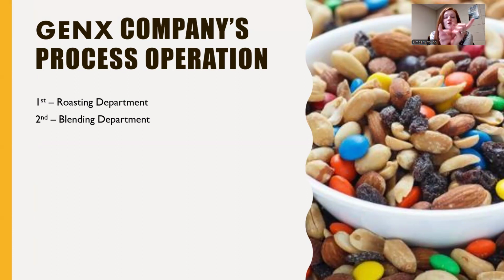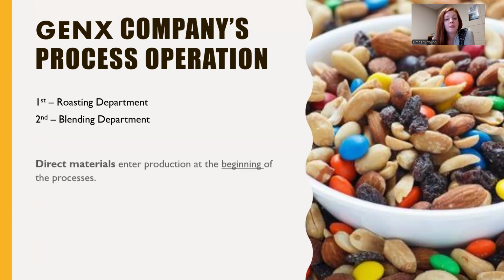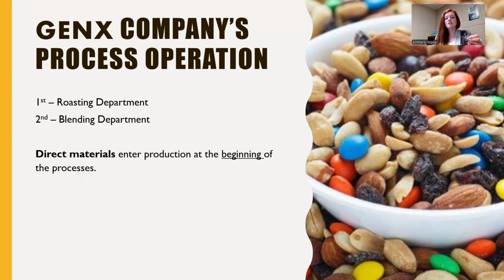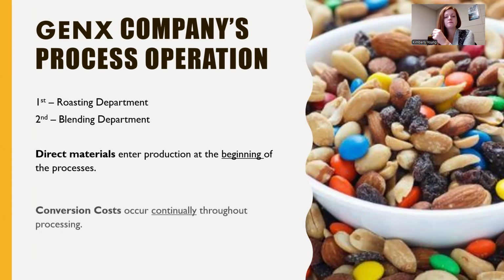These are the 2 work in process departments that this trail mix goes through. So the direct materials, they tell us we have all of these nuts and all of these M&Ms and all of these raisins. We put them all there. We have them all ready to go right in the beginning. So we have 100% of direct materials as soon as we start the process.